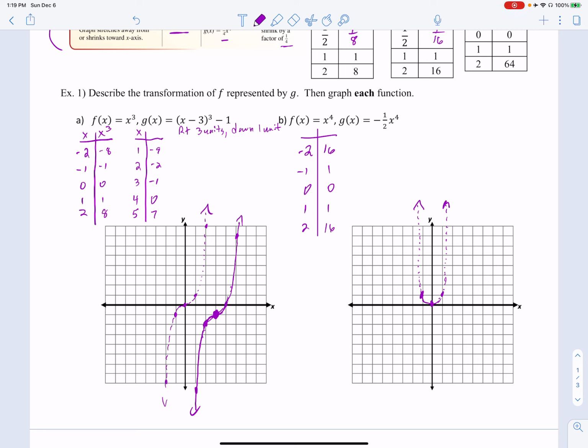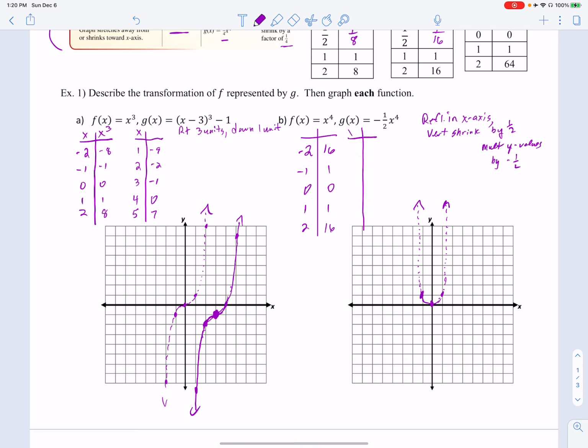And then the negative 1/2 on the outside, the negative is a reflection in the x-axis, which will change all your y values. And then the 1/2 is a vertical shrink by 1/2, which affects all the y values being half of what they were. So what ends up is you multiply y values by negative 1/2. And that will take care of both the reflection in the x-axis as well as the vertical shrink.